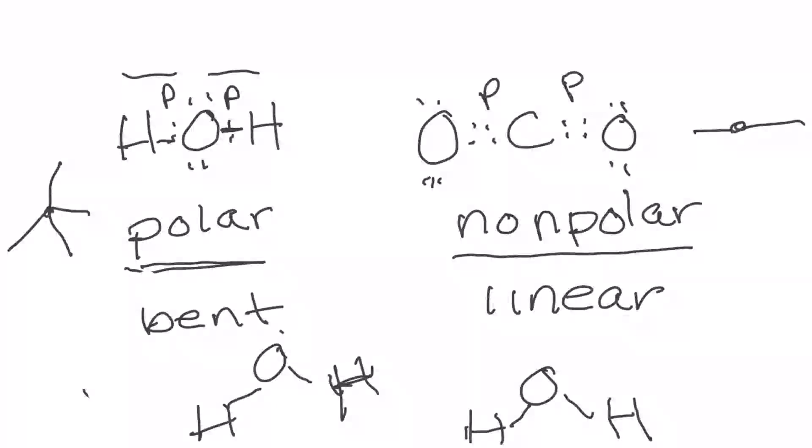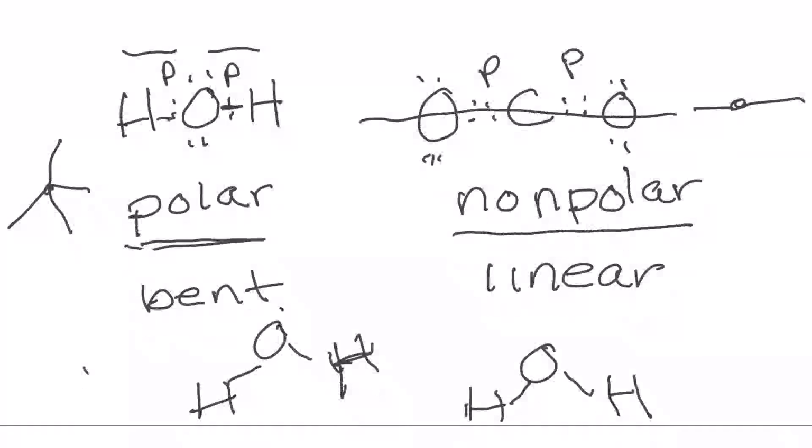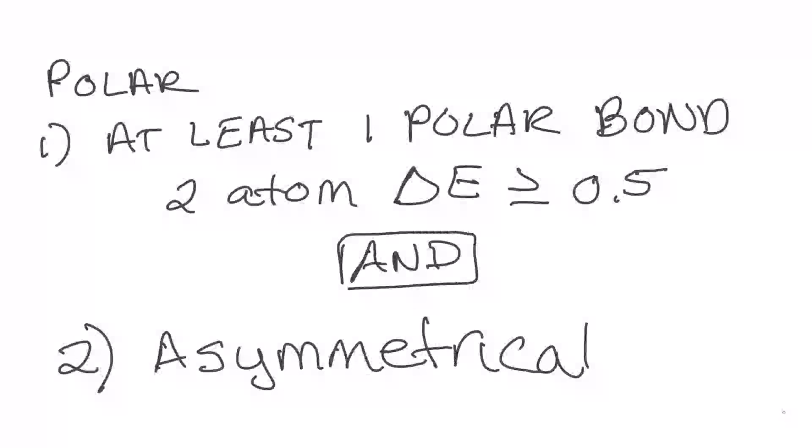Carbon dioxide has a polar bond, but it's symmetrical. If I split it in half this way, the top and the bottom are the same. The left and the right are the same. So I can't have one side that's a little negative and one side that's a little positive because they're not different. They're not polar. So to be polar, I have to have at least one polar bond and asymmetry.